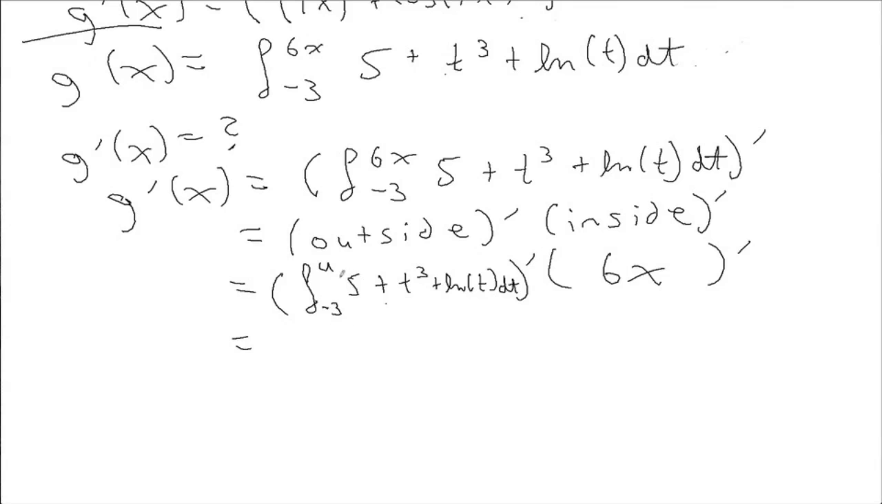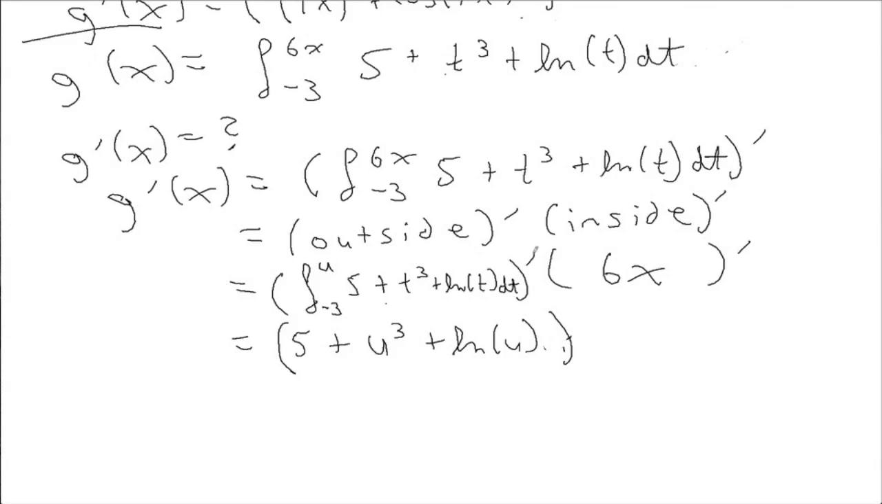So what would be the derivative of this with respect to u? It's 5 plus u cubed plus the natural log of u. Excellent. Oh, and then there would be something crucial to remember here. We don't put in the d, because taking the derivative gets rid of the integral. Remember that the d is part of the integral.